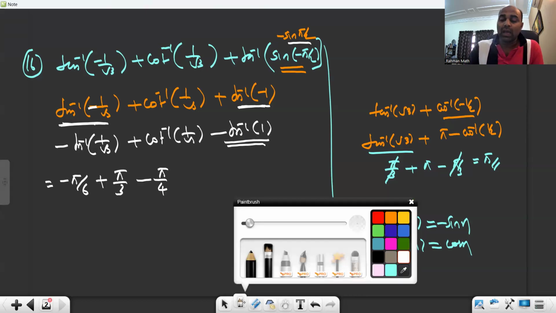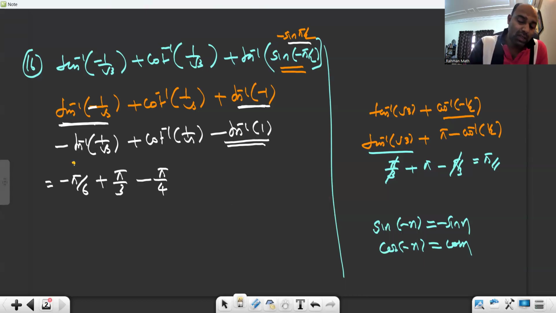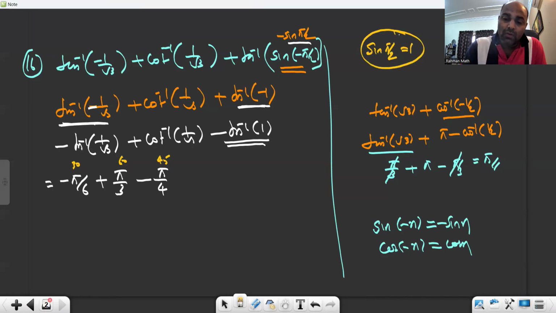You can take the LCM, or this is 30 minus 30, this is 60, and this is 45. So you check it. That's the reason. Here sine pi by 2 is how much? 1. So here sine of minus x is minus sine x, so minus sine pi by 2. Sine pi by 2 is 1, since in 10th standard sine 90 is 1. So minus is there, so minus 1. That's the reason.